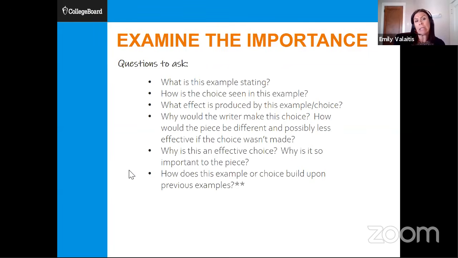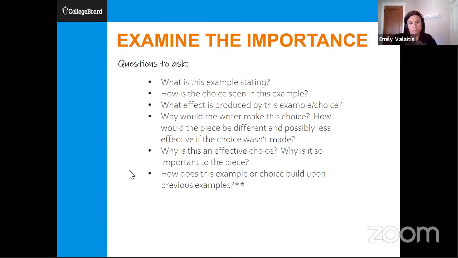So looking at things like, what is this example stating? How was the choice seen in the example? What effect is produced by this example or choice? Why would the writer make this choice? And how might the whole piece be different or less effective if the choice weren't made? Why is it an effective choice? Why is it so important to the piece? And even how does this example or choice build upon previous examples?